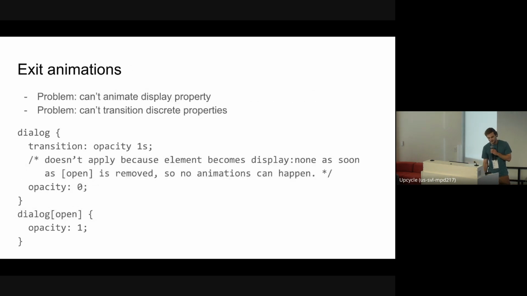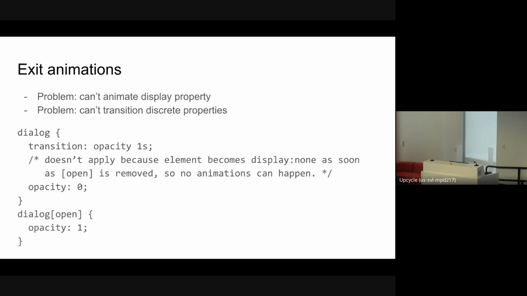The next issue is with exit animations. There are 2 problems here. One is that the display property didn't support animation, and that we also can't transition discrete properties like display. So basically what happens is, when you close the dialog, the browser immediately makes it display none. But we want to say, okay, hold on, I want you to keep it display block for a little while as we animate it out, and then put it back to display none.